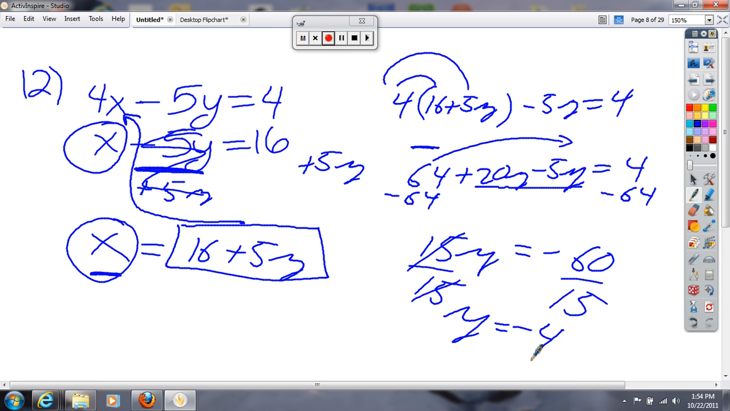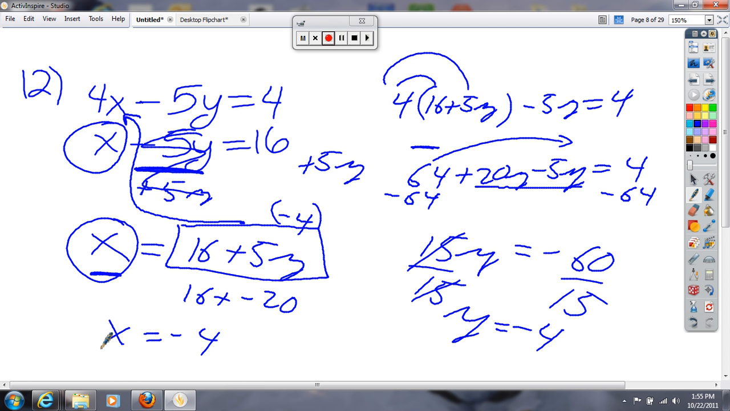We have to find x. So we come back up here, go to the box. The y is a negative 4. So this is 16 plus 5 times negative 4, which is a negative 20. And 16 minus 20 is a negative 4. Signs are different. Subtract the numbers, keep the sign of the bigger number. And that negative 4 is equal to the x value.